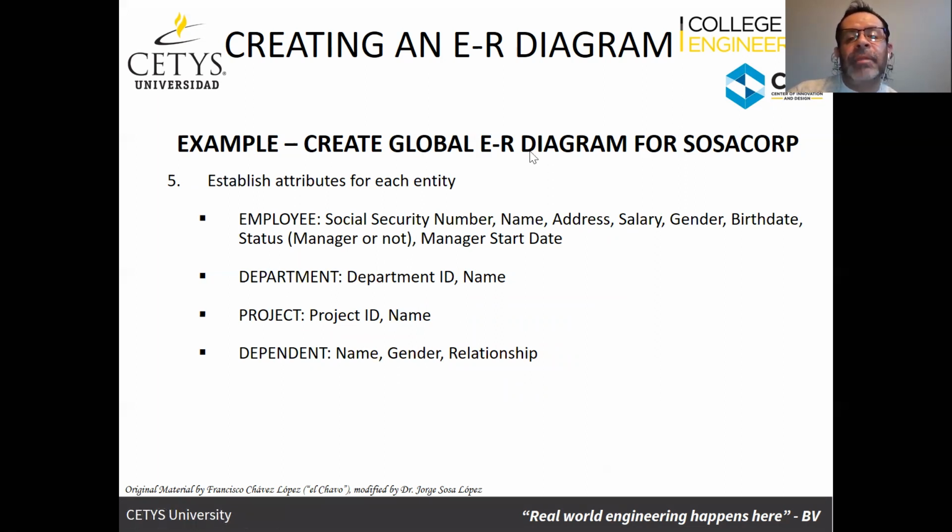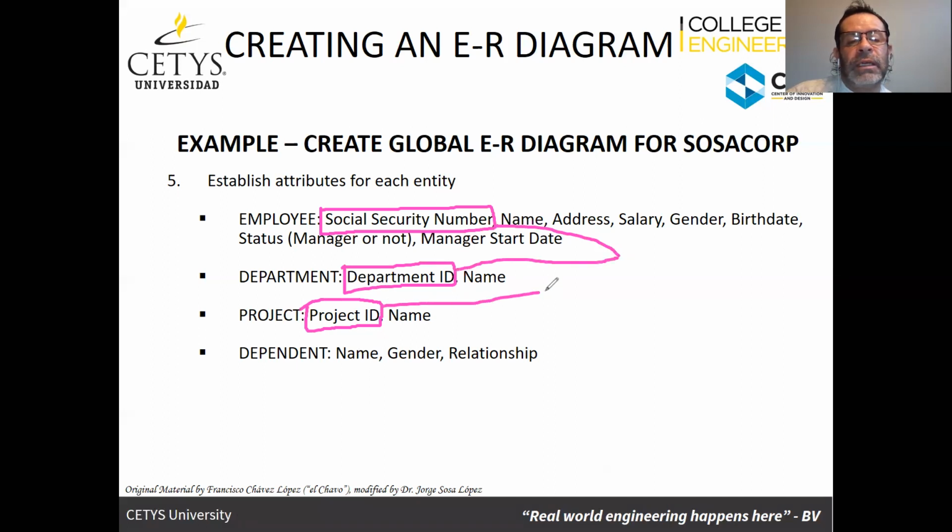We had established that the social security number here would be a primary key. The department ID would be another primary key, and the project ID would be a primary key. These are attributes that can help me uniquely identify an instance of that entity. So these are primary keys.